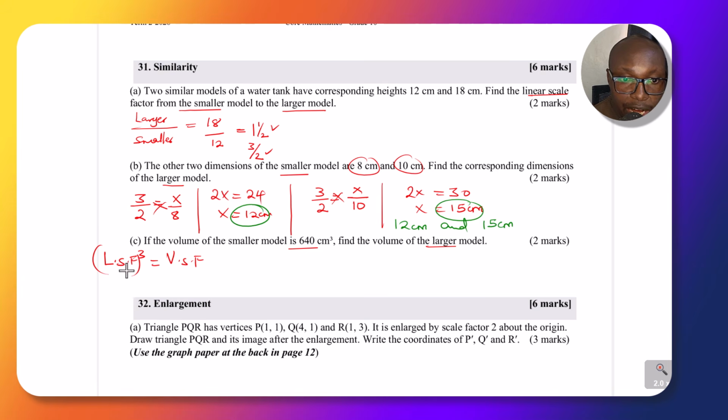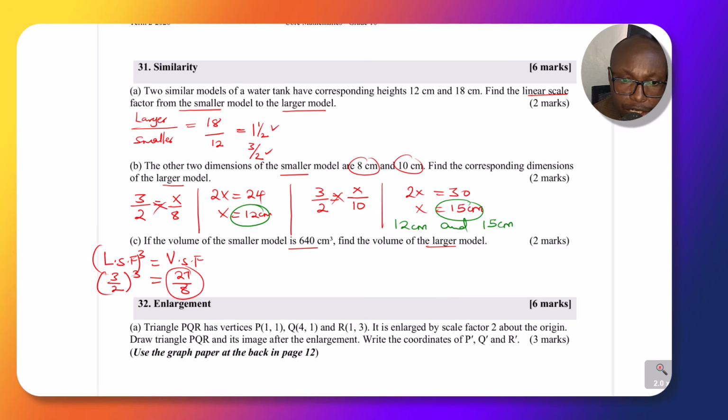So already we have the linear scale factor as 3 over 2, 1.5. So it is there, 3 over 2. So when we get the cube of these, it is going to give us the volume scale factor. The volume scale factor is the ratio of the corresponding volumes of these two models that we have here. So this will be 3 cubed, which will give 27, then 2 cubed, which will give 8. So the volume scale factor is 27 divided by 8.